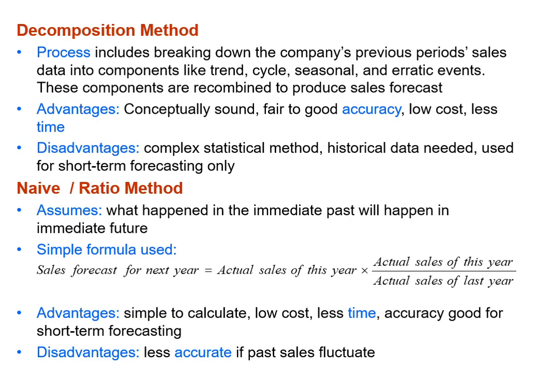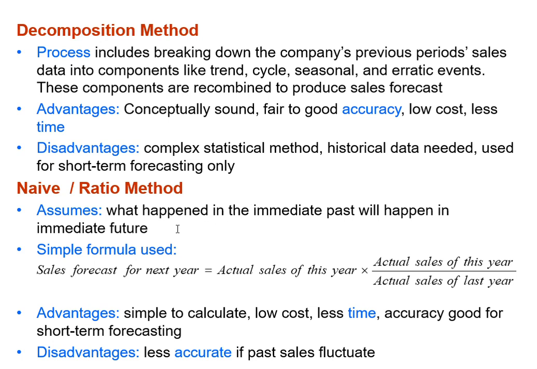Decomposition method means the company's previous period of sales data is broken into components like trend, cycle, seasonal. These components are recombined to produce the sales forecast. Advantages: fair to good accuracy, low cost, less time. Disadvantages: complex statistical method, historical data needed, used for short term forecasting only.